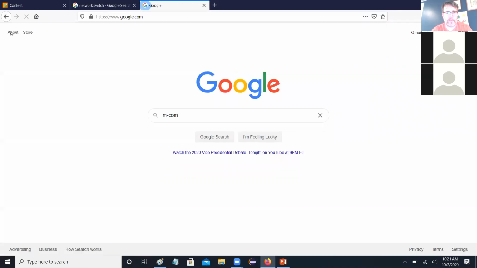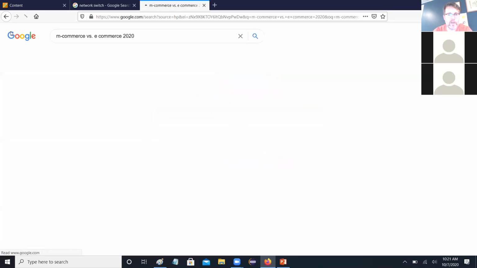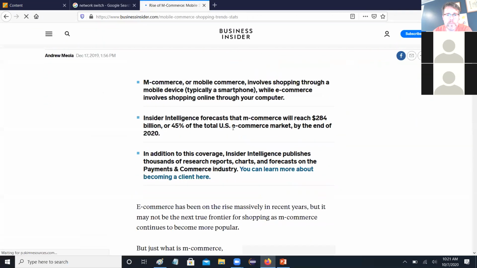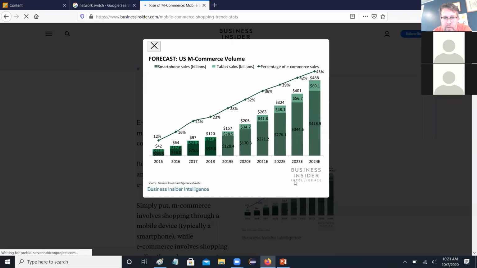Let's check it. M-commerce versus e-commerce 2020. Let's see. Aha. Yeah, that's what we see. So we're saying percentage of e-commerce sales. Even now, 2020, M-commerce is one third of e-commerce, right? So it's still there, but it's not taken over yet. Maybe it will one day, but there's a lot of shopping stuff where it's just nicer to have a big screen and a full keyboard. So it really depends on what you're doing.